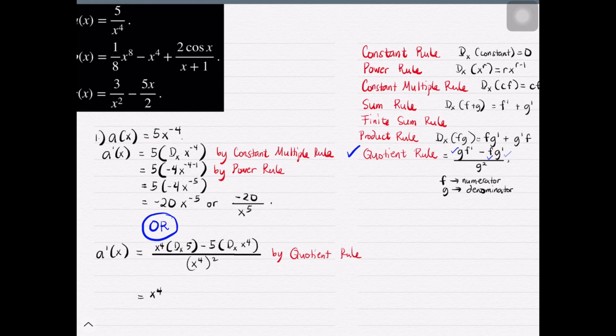Solving the derivatives, notice that the derivative of 5 is 0 using constant rule, and the derivative of x to the power of 4 would be 4x cubed using power rule. And our denominator here will be x to the power of 8. If you are confused on how come this becomes x to the power of 8, that will be part of the suggested video laws of exponents.